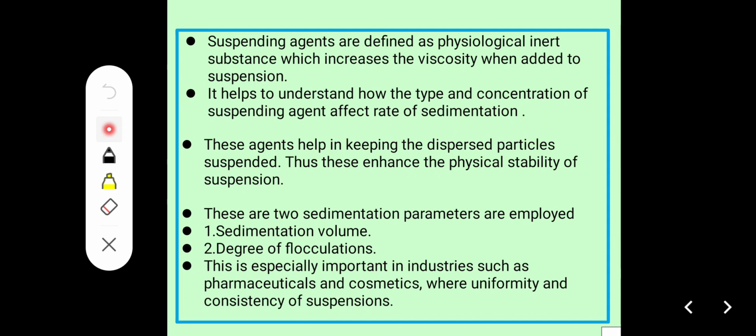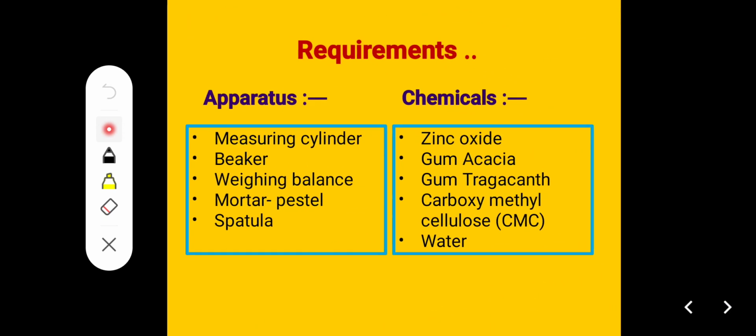Two sedimentation parameters are employed: sedimentation volume and degree of flocculation. This practical is important in industries such as pharmaceuticals and cosmetics, where uniformity and consistency of suspension is required. The requirements for this practical are a measuring cylinder, beaker, weighing balance, mortar and pestle, spatula, and chemicals: zinc oxide, gum acacia, gum tragacanth, carboxymethyl cellulose (CMC), and water.